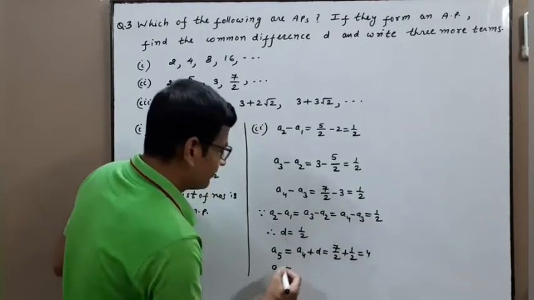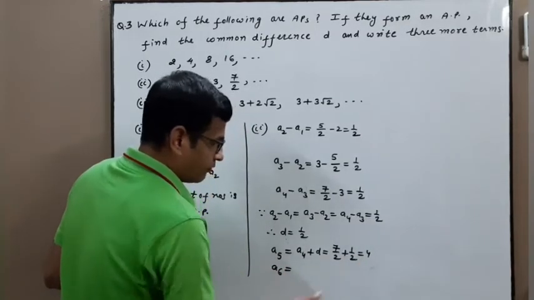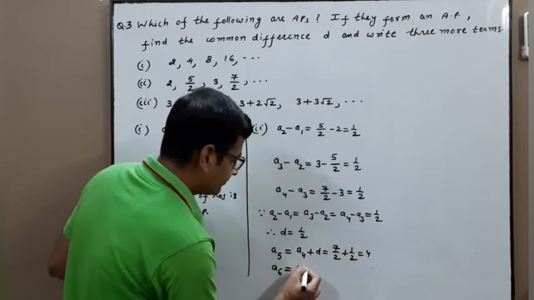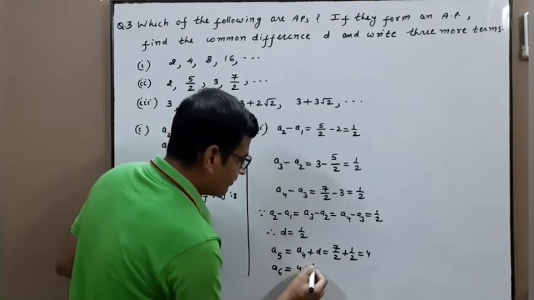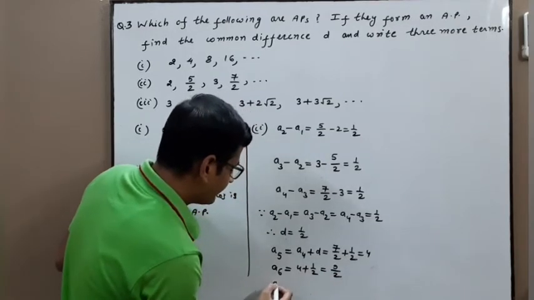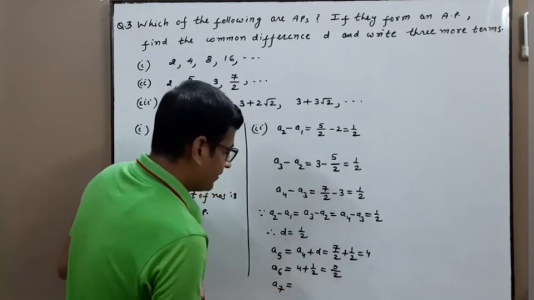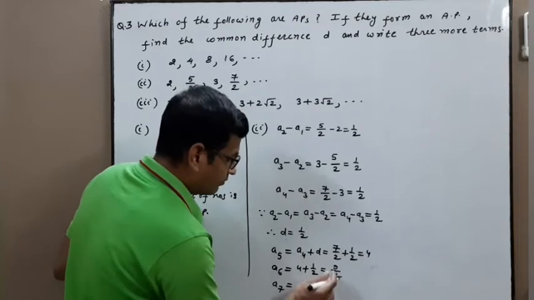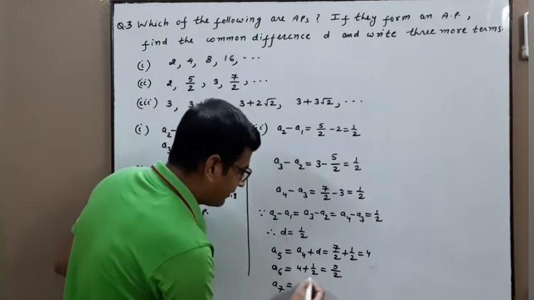Similarly, the sixth term is 4 plus 1 by 2, which means 9 by 2. And the seventh term is 9 by 2 plus 1 by 2, which means 10 by 2, which means 5.